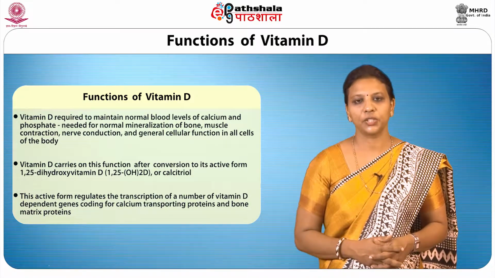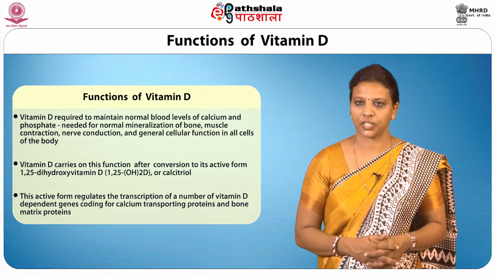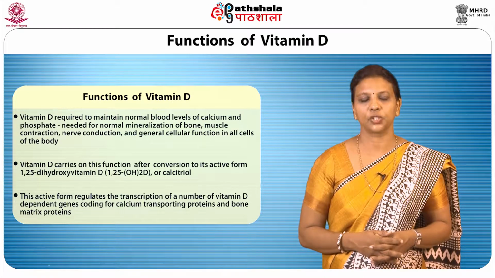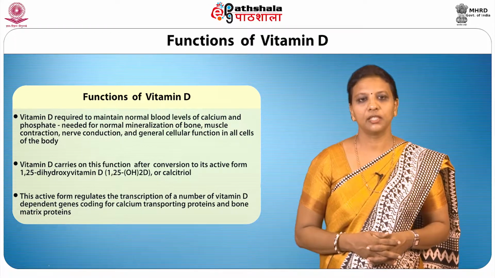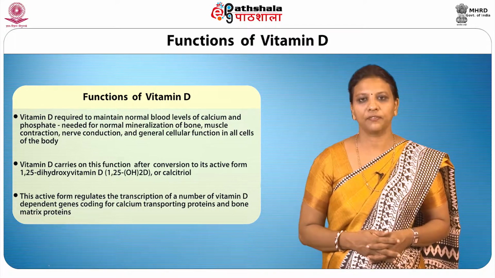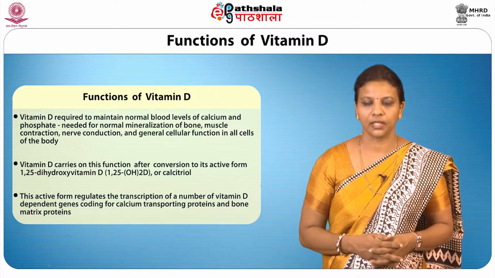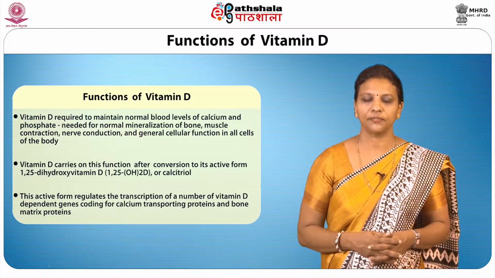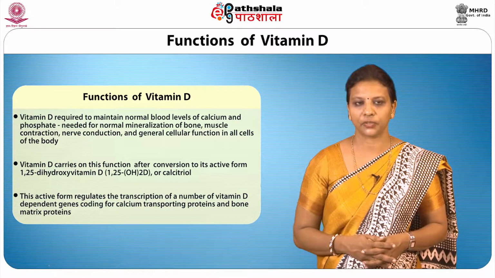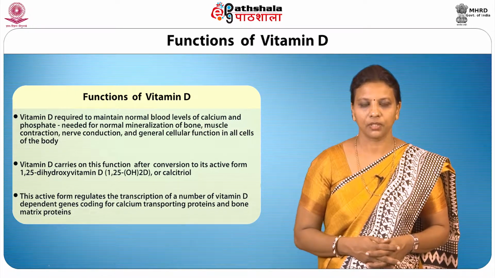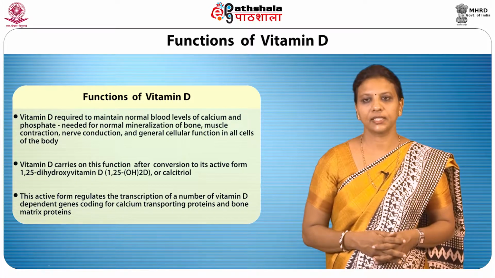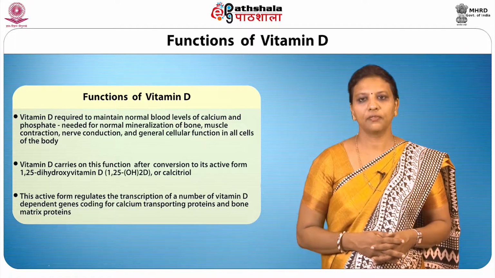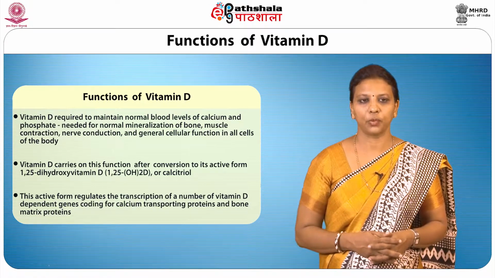Vitamin D is required to maintain normal blood levels of calcium and phosphorus that are in turn needed for the normal mineralization of bone, muscle contraction, nerve conduction and general cellular functions in all cells of the body. Vitamin D carries on this function after conversion to its active form, 1,25-dihydroxy vitamin D or calcitriol. This active form regulates the transcription of a number of vitamin D dependent genes coding for calcium transporting proteins and bone matrix protein.